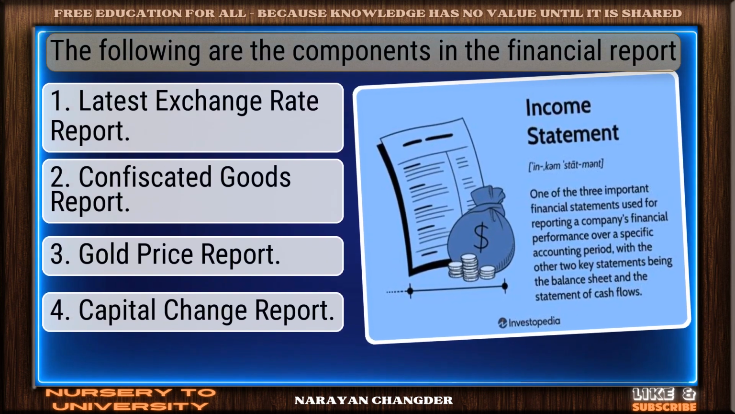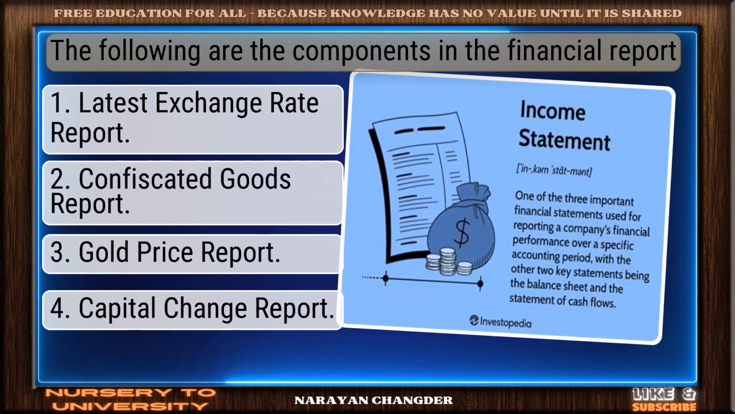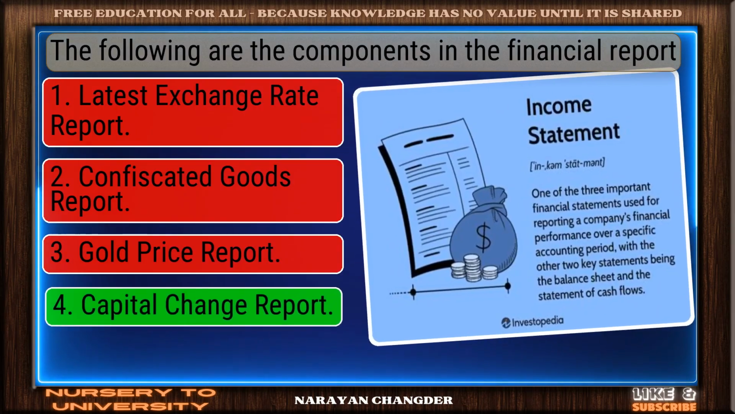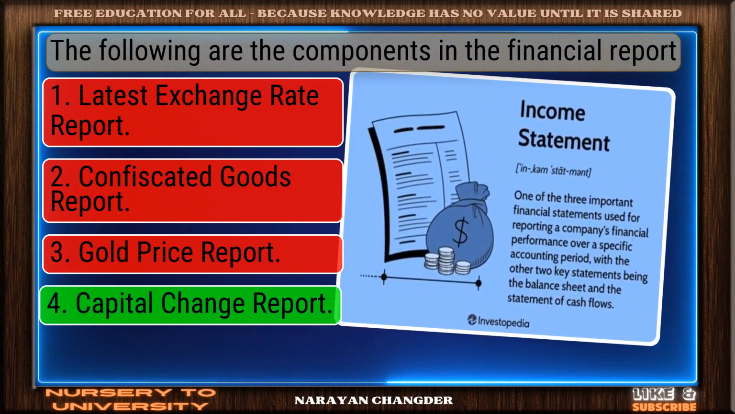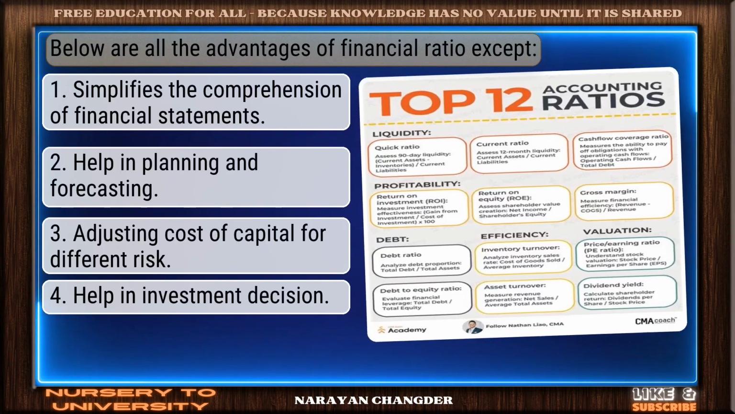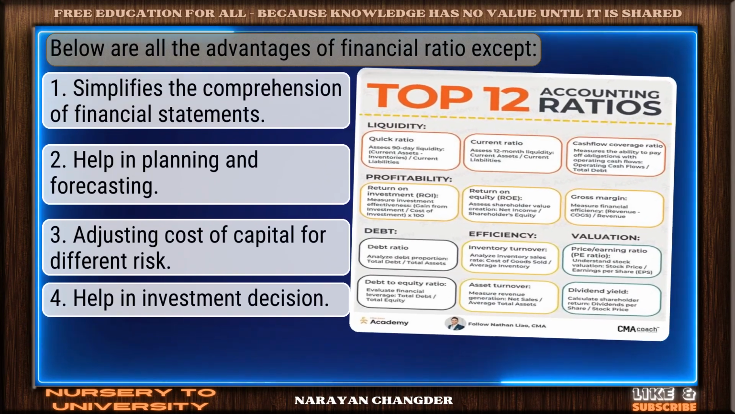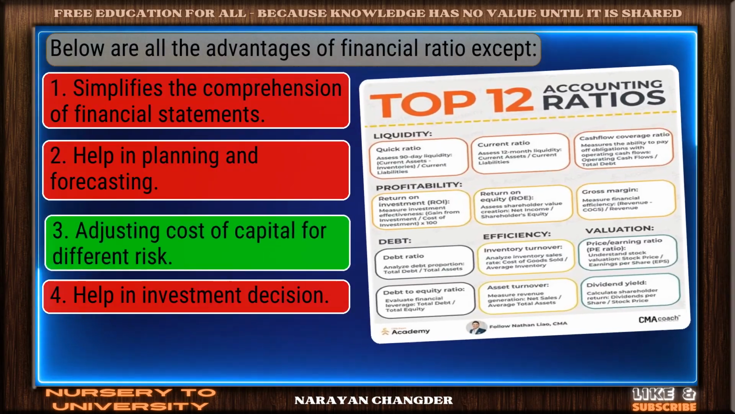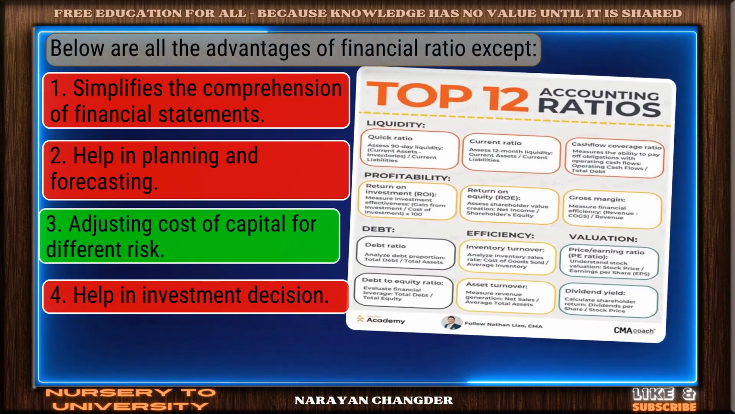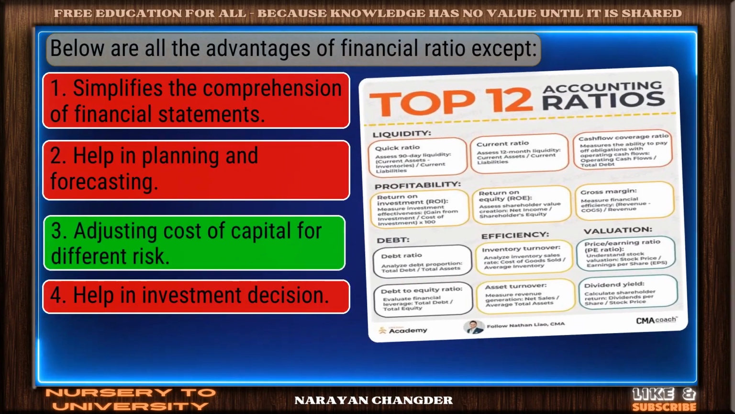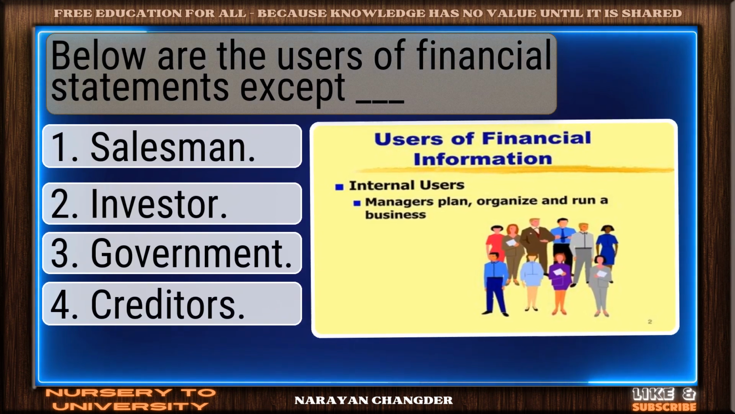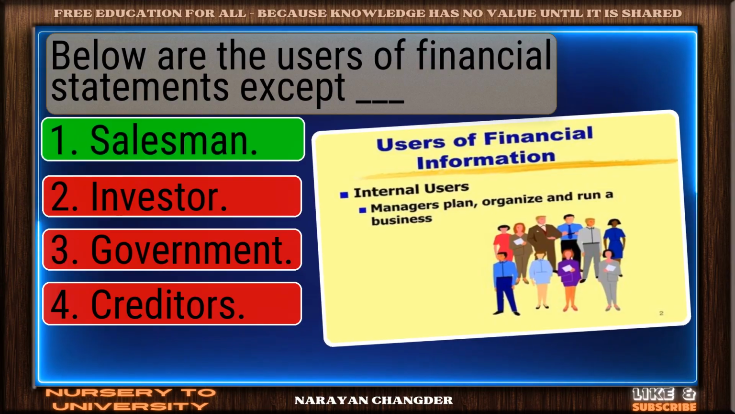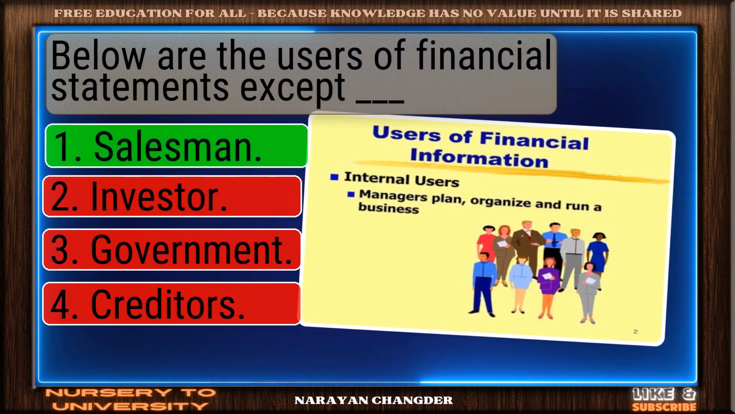The following are the components in the financial report. Sharp thinking. Capital change report is the right choice. Below are all the advantages of financial ratio except. Excellent. Adjusting cost of capital for different risk is a brilliant choice. Below are the users of financial statements except dash. Good thinking. Salesman is the right answer.